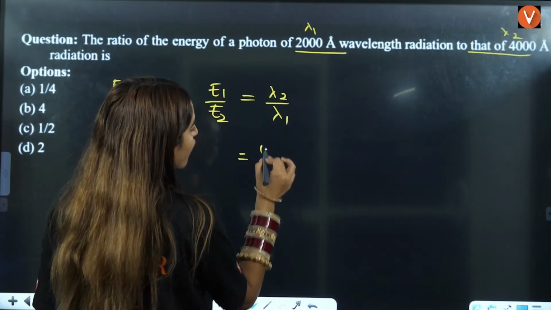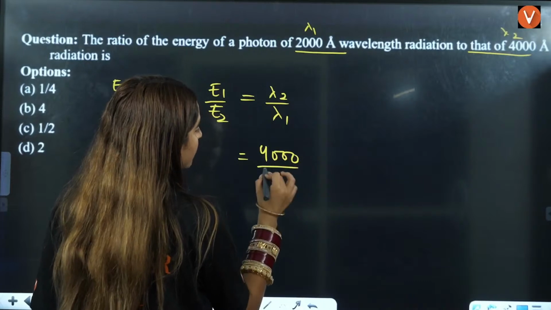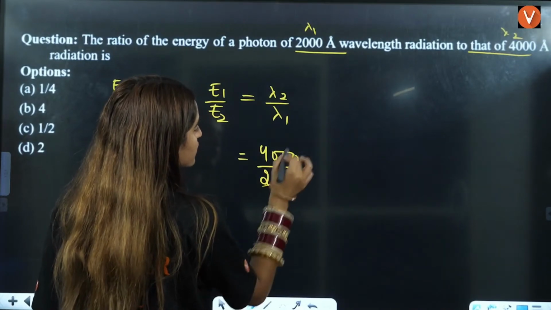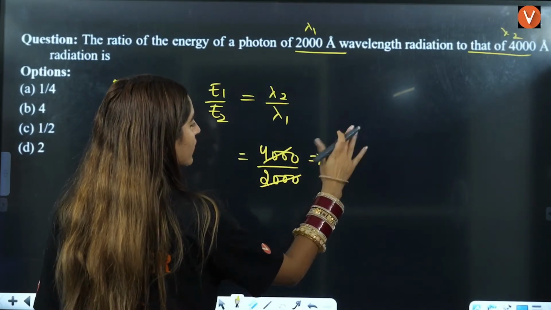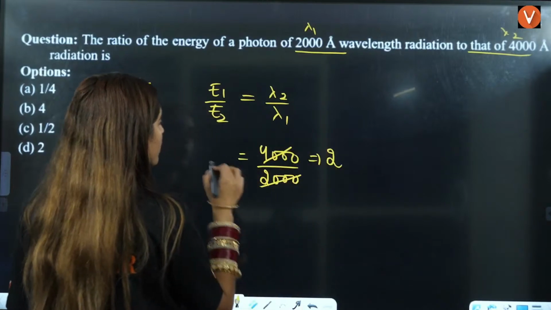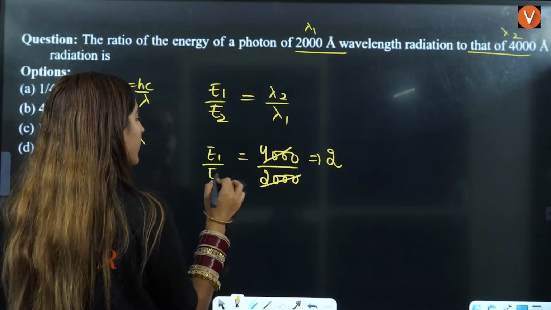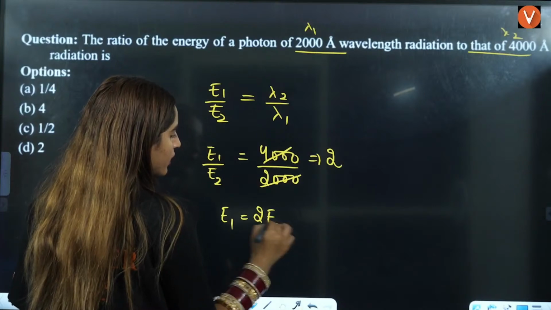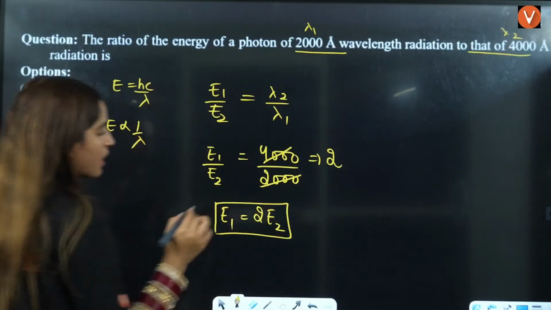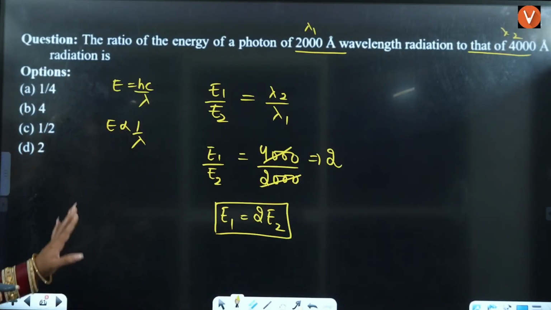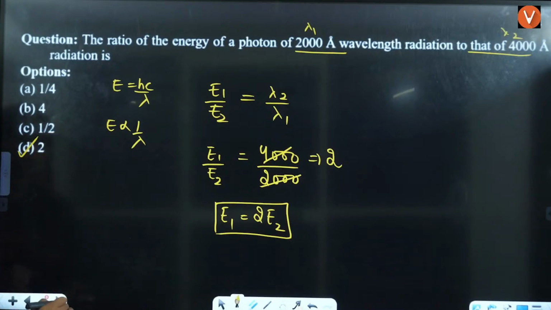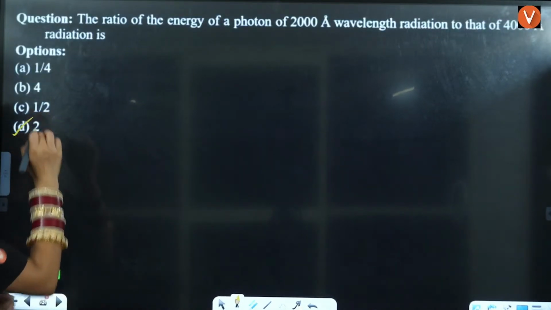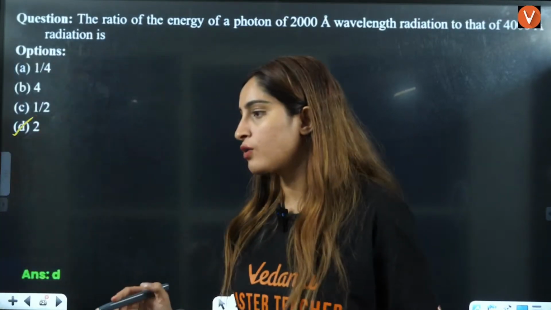Lambda 2 is 4000. Lambda 1 is 2000. So it is going to be 2. So the answer of E1 by E2 is that E1 is equal to 2 into E2. So the ratio is going to be 2. So D is the correct answer. Got it, everyone?